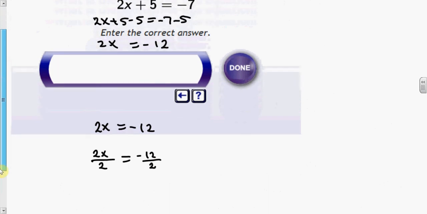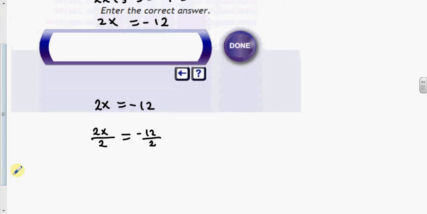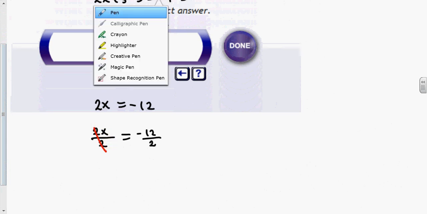Why do we do the same thing to each side? You want to balance the equation, balance the sides, right? So you have a scale. You want the scale to be equal on both sides.